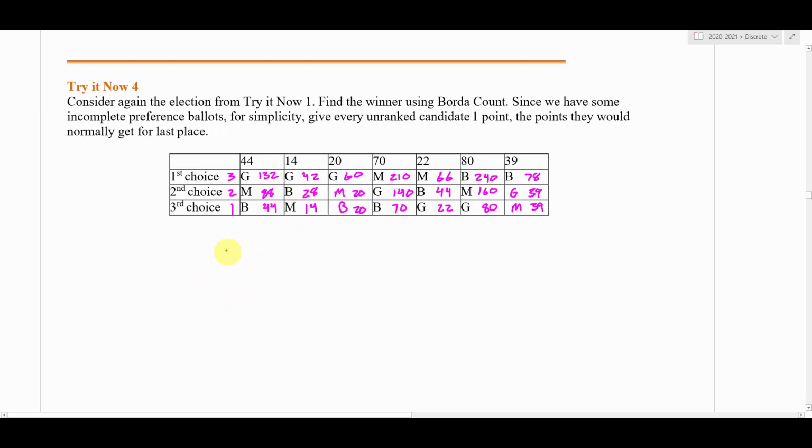But now what I'm going to do is I'm going to go through and I'm going to tally up the votes for each of the 3 candidates. Right? So we've got G, M, B. And so for G, I'd go find all the spaces with G in it and grab the vote total. So this would be like 132 plus 42 plus 60. That would be these three boxes here, and then 140 for this one, 22, 80, and then 39. And we would add those together and get a total.